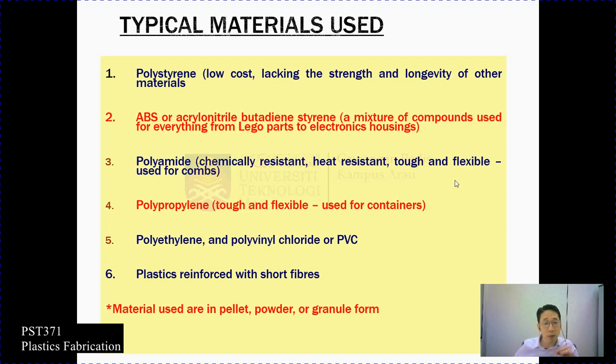Okay, some of the composite materials can also be injected into a cavity using injection molding. And some notes here, material is used in pellet, powder or granule form. Usually for injection molding, it's very versatile. It can be any type or shape of raw material itself.